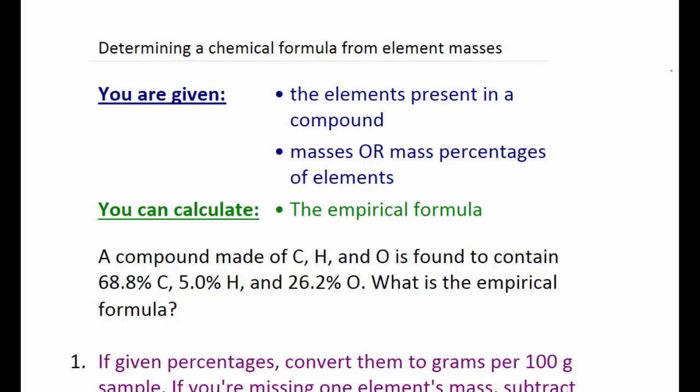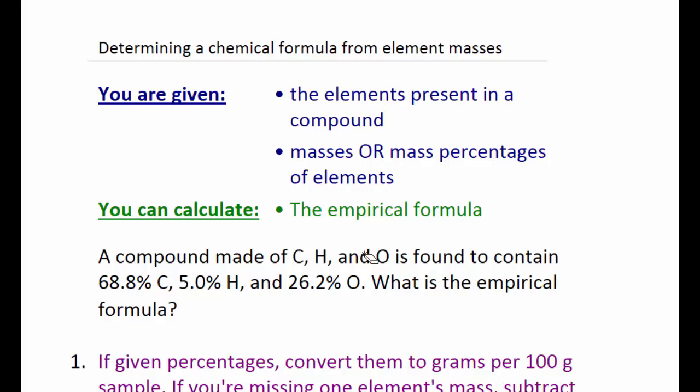I try to make it clear here what information you're given and what you can calculate based on that information. So let's say you're given the elements present in a compound, like this, a compound made of C, H, and O. You're given the masses or mass percentages of those elements. Either one works fine. You can calculate the empirical formula.